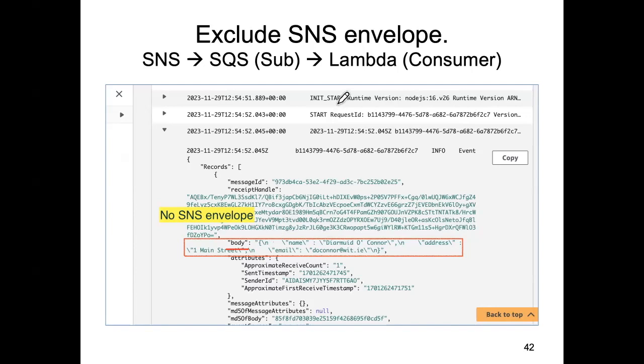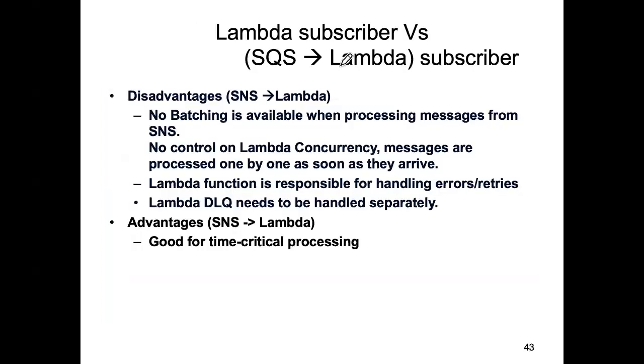The Lambda now is the Lambda that's consuming the messages from the SQS queue. It's not a Lambda that is a direct subscriber to an SNS topic. Okay, it's a bit confusing, but that's the way it is. So that's the point that's being made by those two slides.